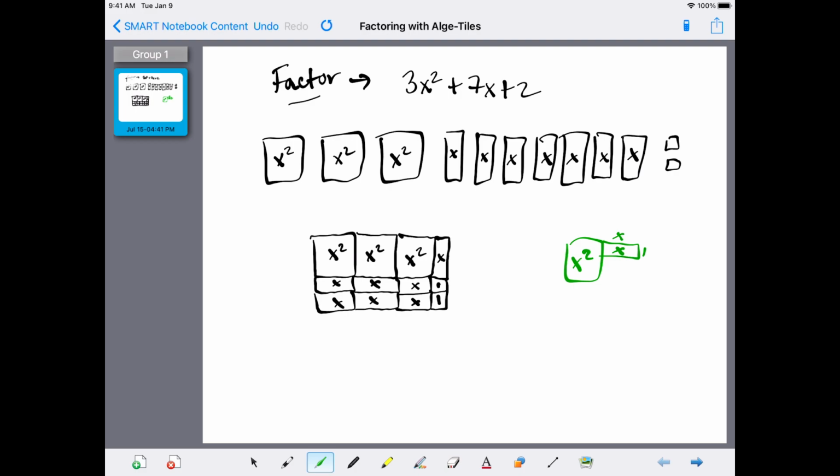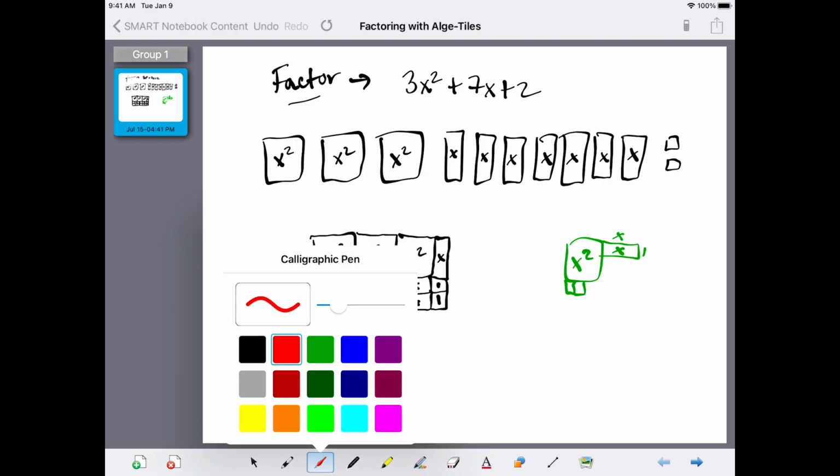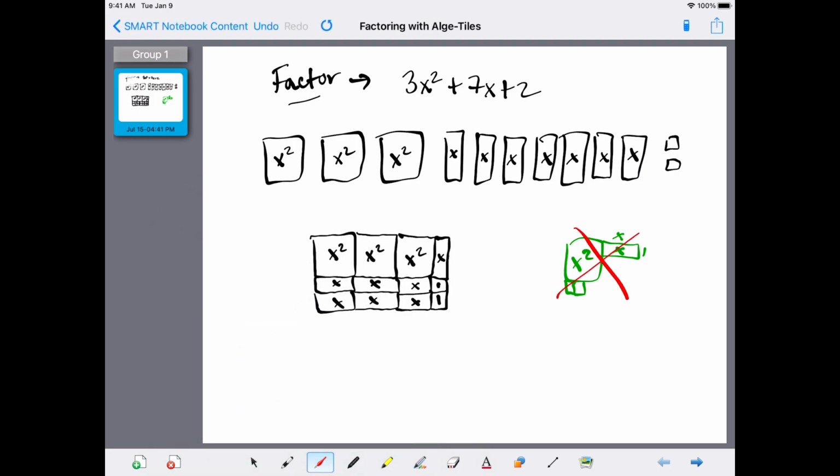The other thing that you can't do is put 1 tiles right next to the x squared tile because they just don't line up. You have to have them line up with the proper side of the other tile. Once you have your rectangle, and again they won't always be able to form a rectangle. The only way they can form a rectangle is if the expression is able to be factored. And in this case, the expression that we had is able to be factored.